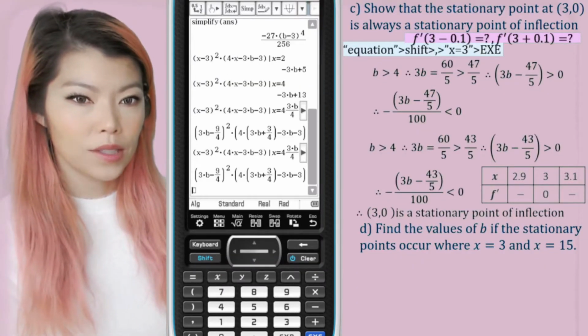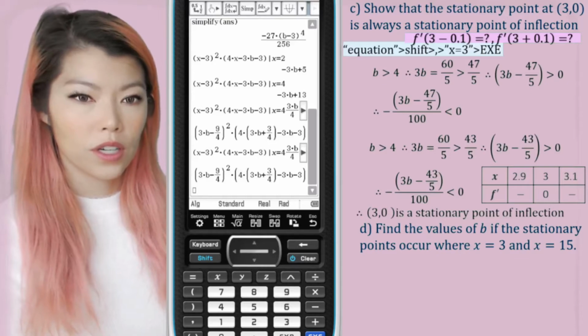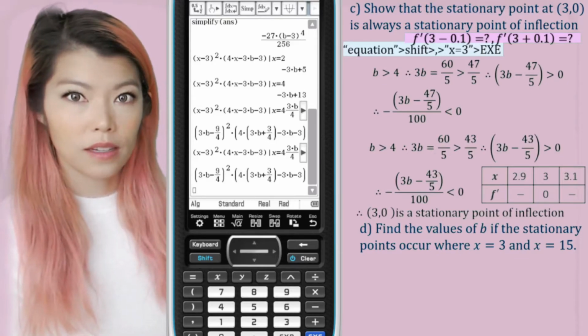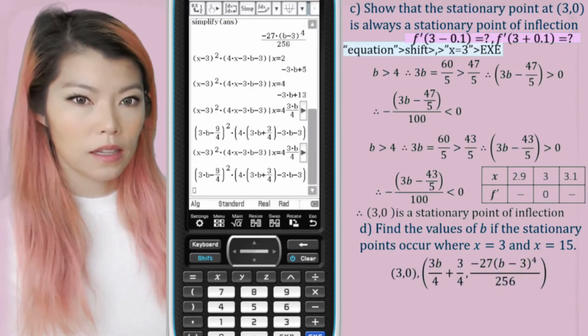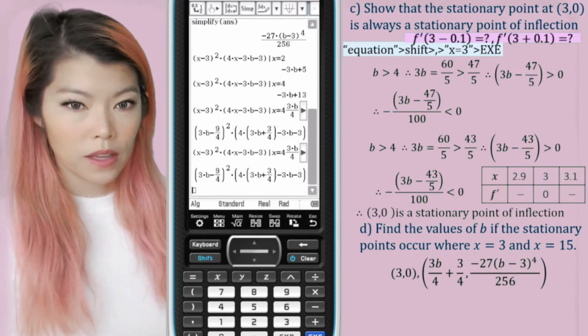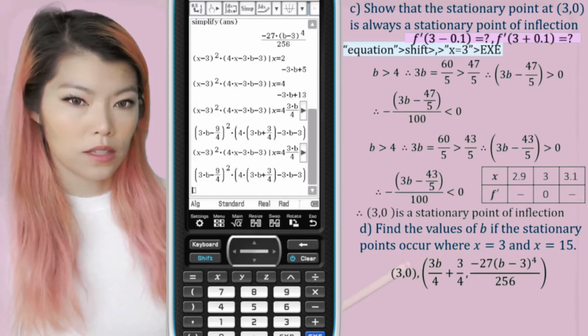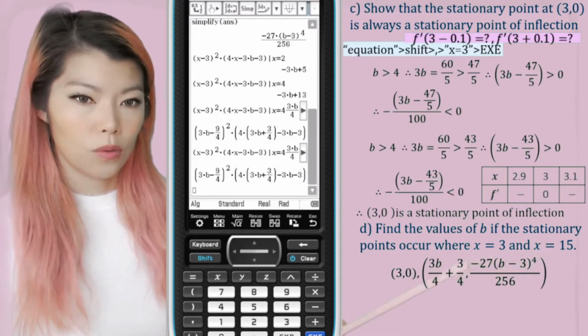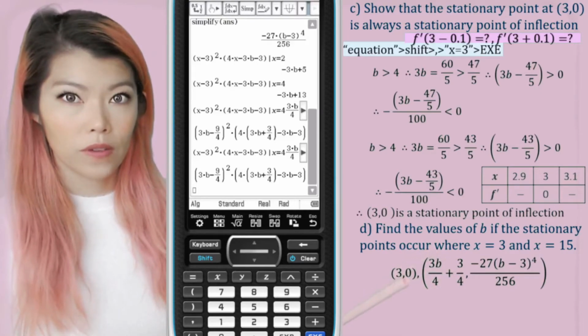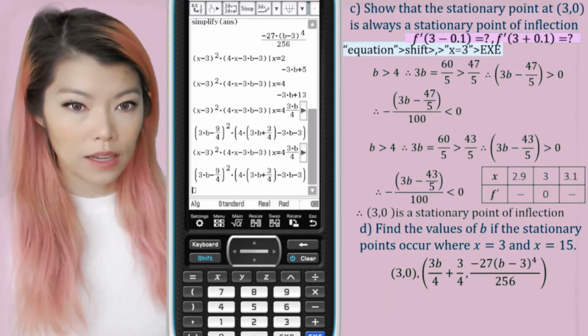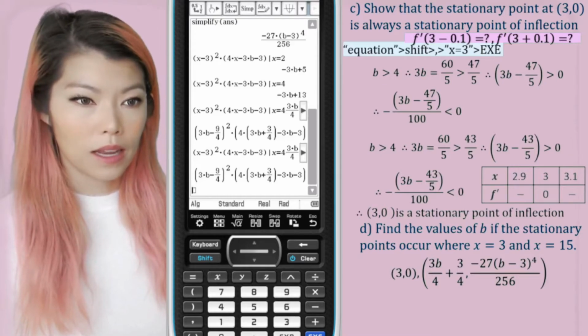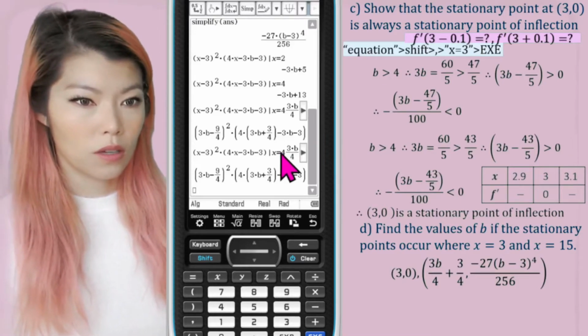Part D, find the values of b if the stationary points occur where x is 3 and x is 15. Now we know previously that these are the coordinates of the stationary point. So it's clear that the stationary point at 3 is 3, 0. So the other stationary point happens at x equals 15. So this 3b over 4 plus 3/4 is equal to 15. So now we can figure out what b is by letting that expression equal 15.